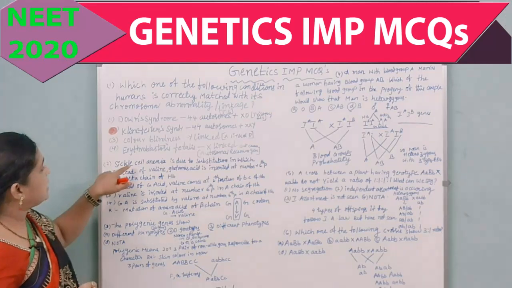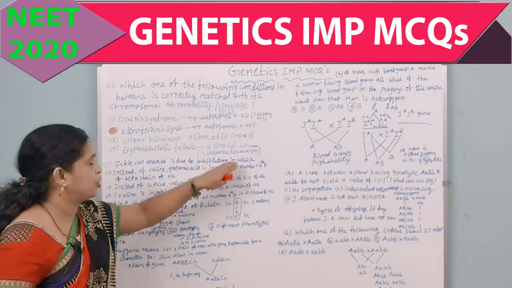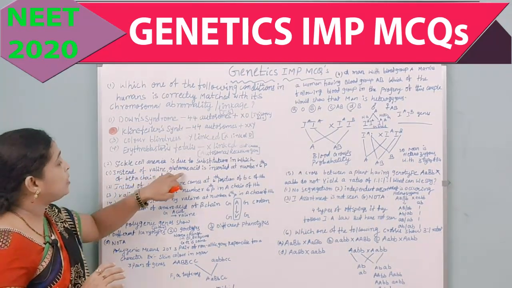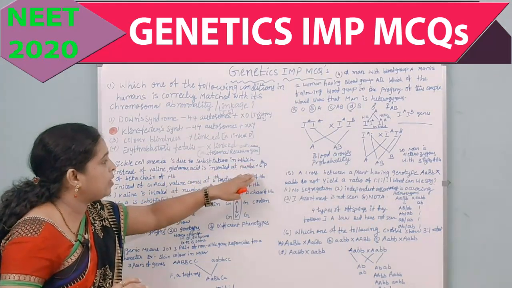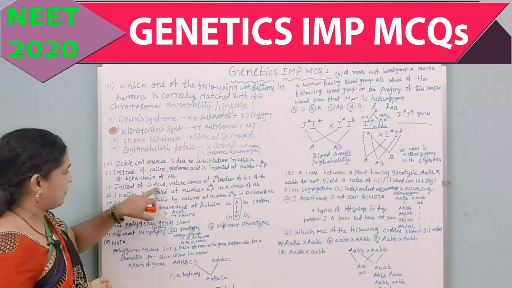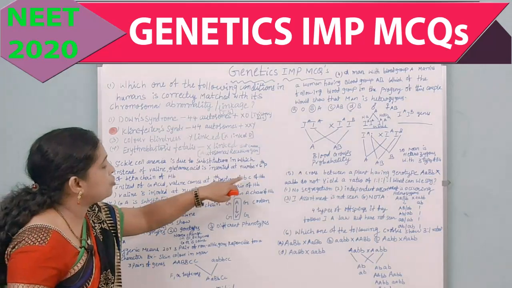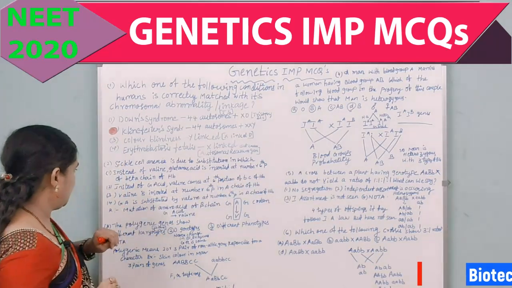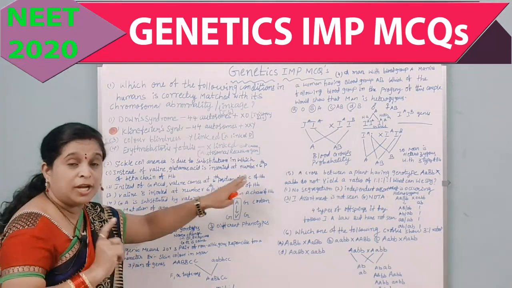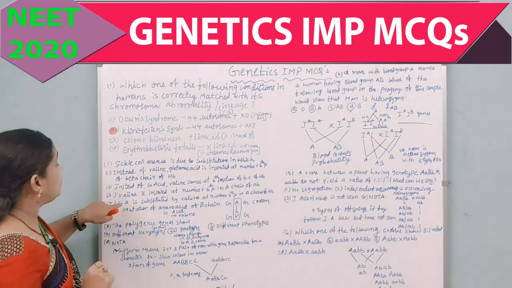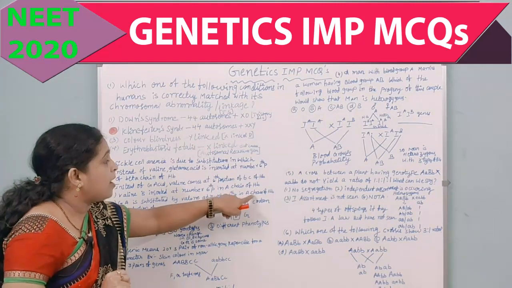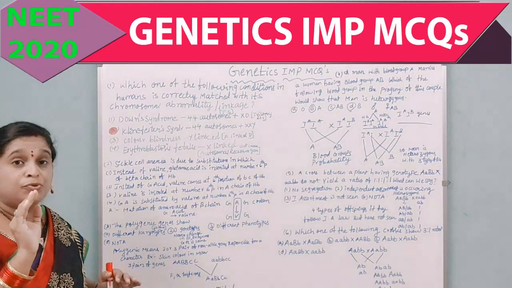The second question is, sickle cell anemia is due to a substitution, for which they have given options. Option A: instead of valine, glutamic acid is inserted at the 6th position of the beta chain of HB. Second option: instead of glutamic acid, valine comes at the 6th position of the beta chain of HB. Third option: valine is inserted at the 6th position in the alpha chain of HB. Fourth option: glutamic acid is substituted by valine at the 6th position in the alpha chain of HB. So how do we eliminate?